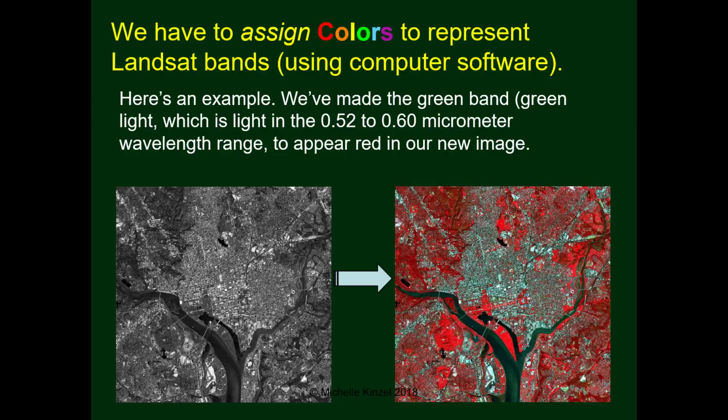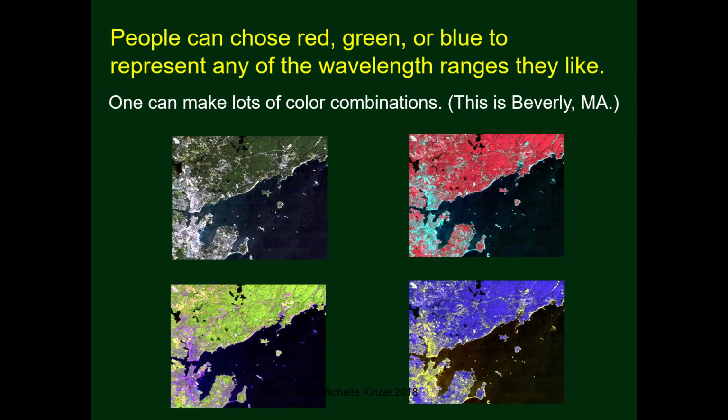Here's an example. We've made the green band, green light, which is between 0.52 and 0.60 micrometer wavelengths, appear red in our new image. This on the right would be your false color image, and the green, or the vegetation, is showing up as red. The analyst, which is people, can choose red, green, or blue to represent any of the wavelength ranges they like. You can make a lot of different color combinations.